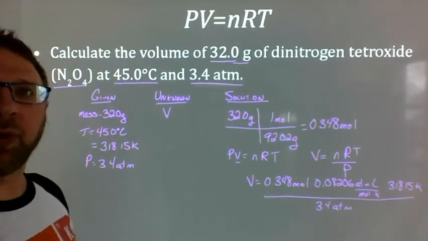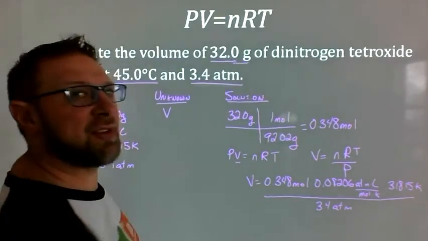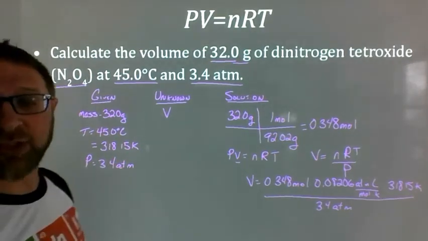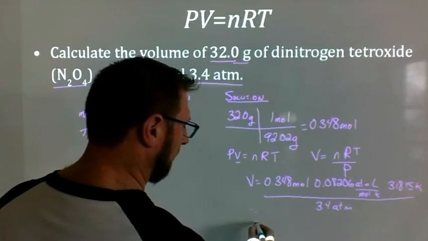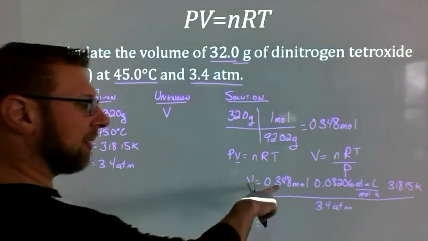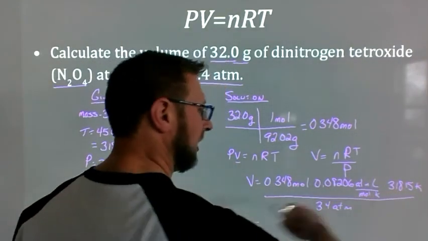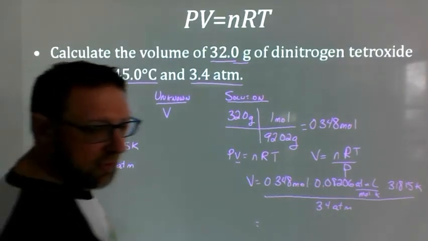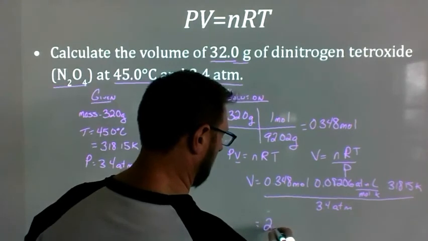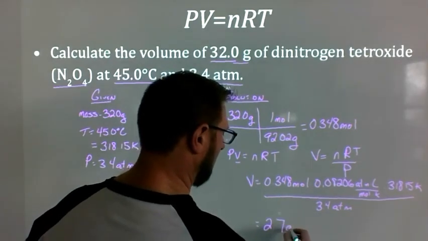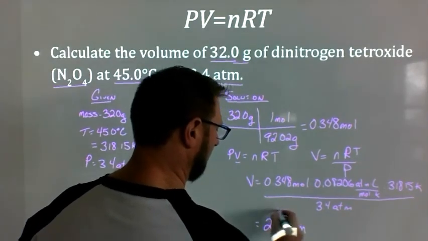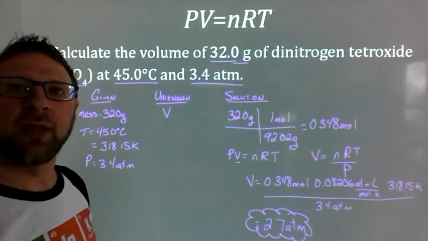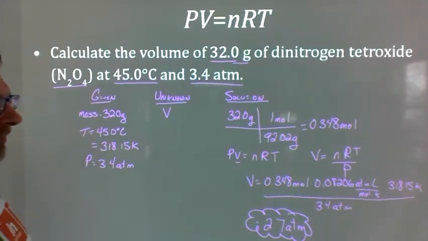If we picked up already that 3.4 atmospheres only has 2 sig figs in it, our answer is going to end up having 2 sig figs. So on my calculator, I multiply these 3 numbers divided by 3.4. I did this earlier and I came up with 2.7 liters. There's my answer for this sample problem.